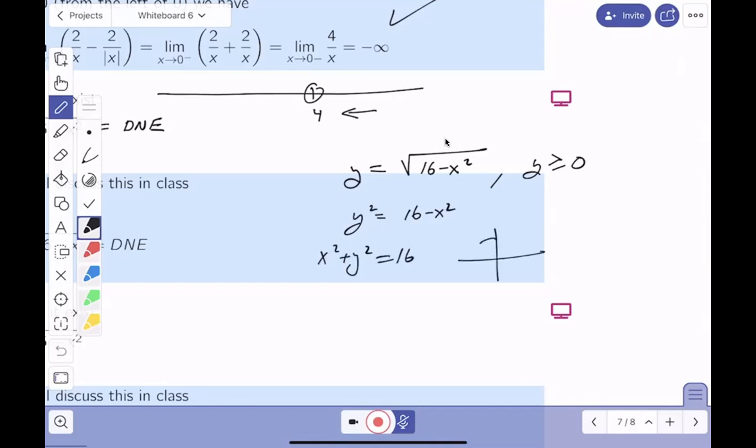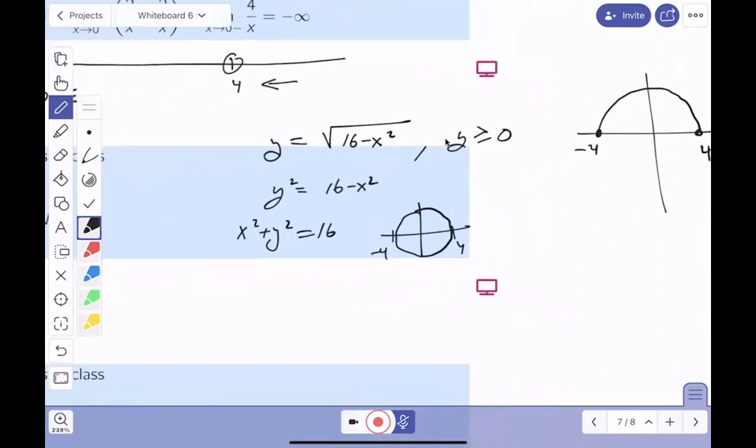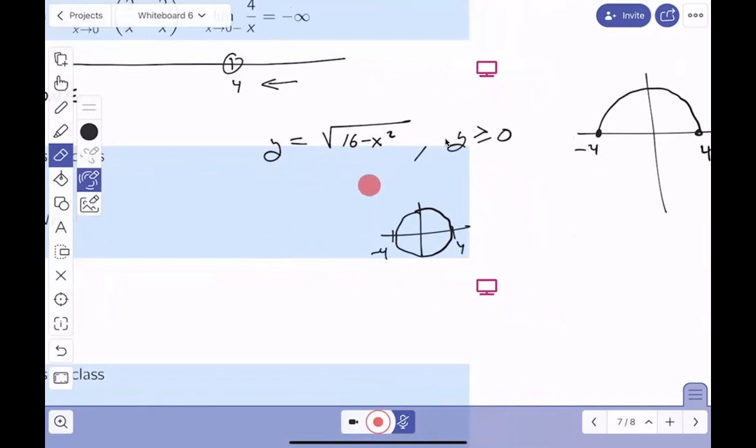This is a circle centered at the origin, radius of 4. So this would be minus 4. That would be 4. But it's not the picture of the original problem. And why is that? We have to erase anything that's negative in the problem. So let's put this picture down for you. And a picture would look like this over here. This would be minus 4. And this would be 4. So let me just erase that nonsense, or not nonsense, but stuff that you did in Math 100. So that's the graph of that.